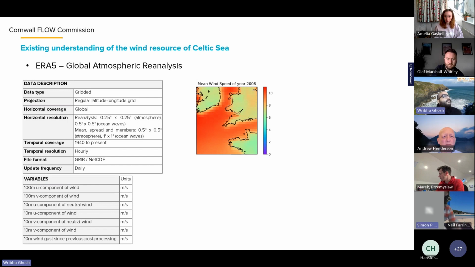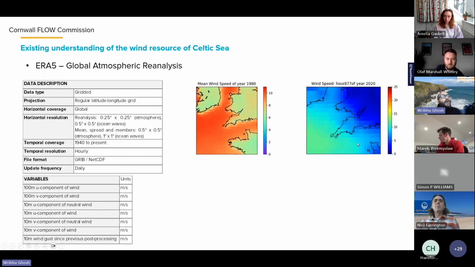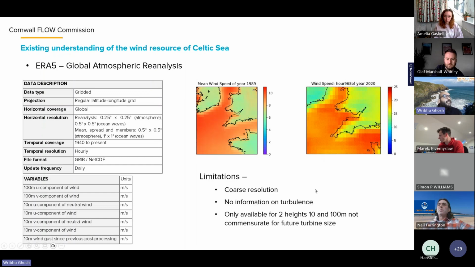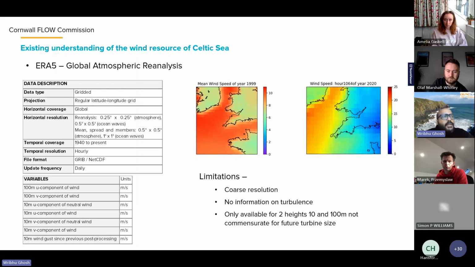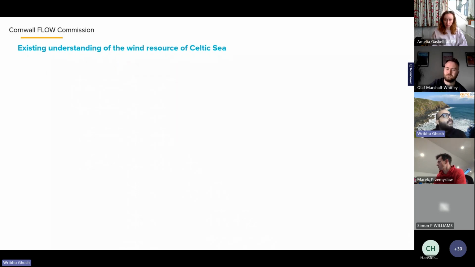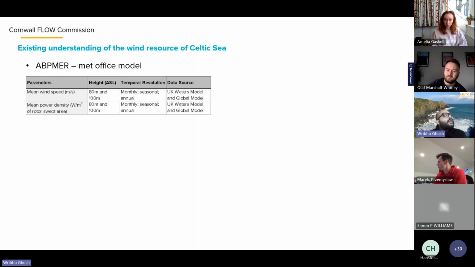This is a GIF of mean wind speed in this whole area. You can see from 1979. And this is a GIF of an hourly. You can see we can have quite a rough data set, but the resolution is quite coarse and it's not sufficient because we don't have any information on turbulence for it, and it's available for two heights, which is 10 and 100. So not quite commensurate with the turbines of the future, which we anticipate the size of them that's going into the Celtic Sea. We also have an ABPmer Met Ocean model where data are available.